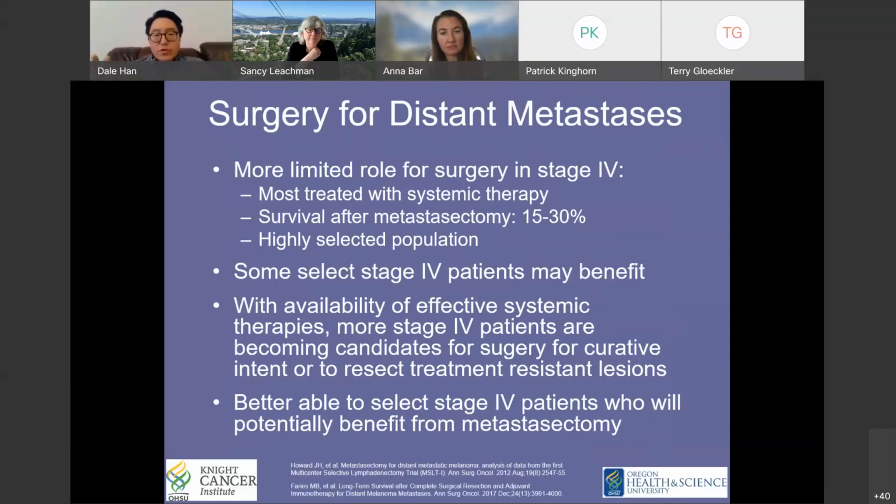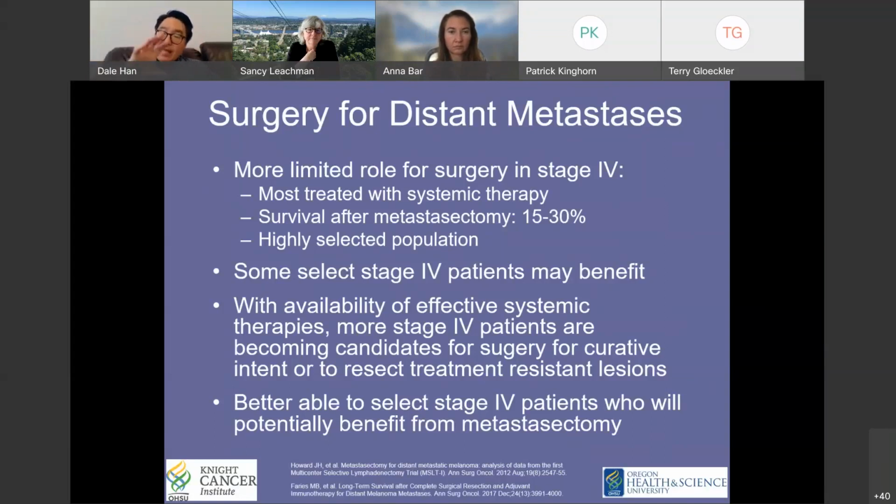So for these reasons, most of these patients with stage 4 disease are treated with systemic therapy. But for those highly selected patients who are treated with surgery, for patients who have multiple areas of distant metastases, survival after this procedure that we call a metastasectomy is about 15 to 30%, so it can be significant. And some select stage 4 patients may benefit from this.